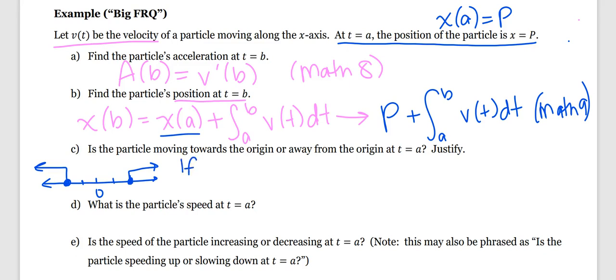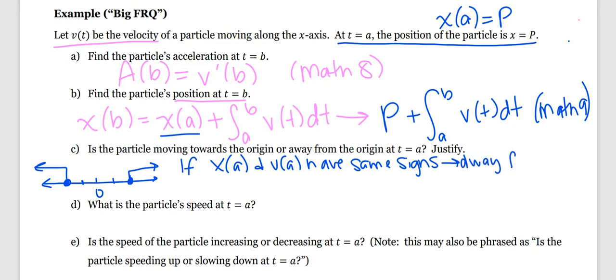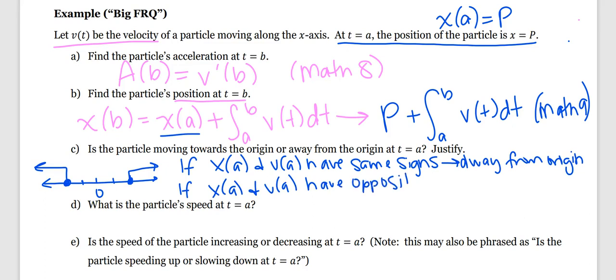So if my position at time a and my velocity at time a have the same sign, then we're moving away from the origin. And conversely, if position and velocity have opposite signs, then the particle is moving towards the origin.